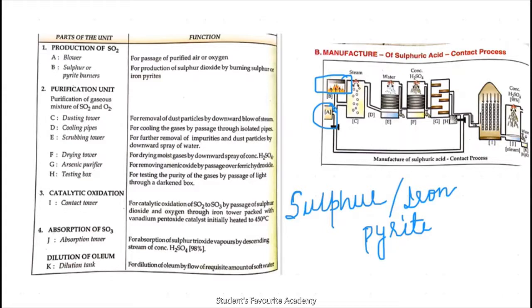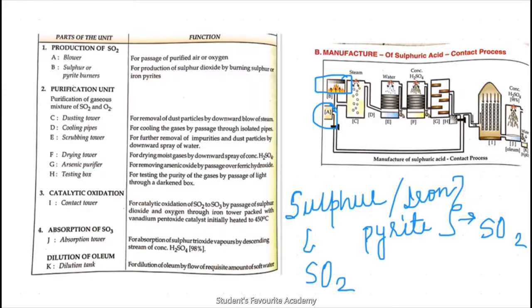And then, why do we have this? For production of sulfur dioxide, by burning sulfur or iron pyrites. Why am I taking sulfur? Because sulfur is going to give me sulfur dioxide, and similarly iron pyrite, on burning, also gives me SO2. This is the reason why I am taking it in that burner, because at the end I want sulfur dioxide.